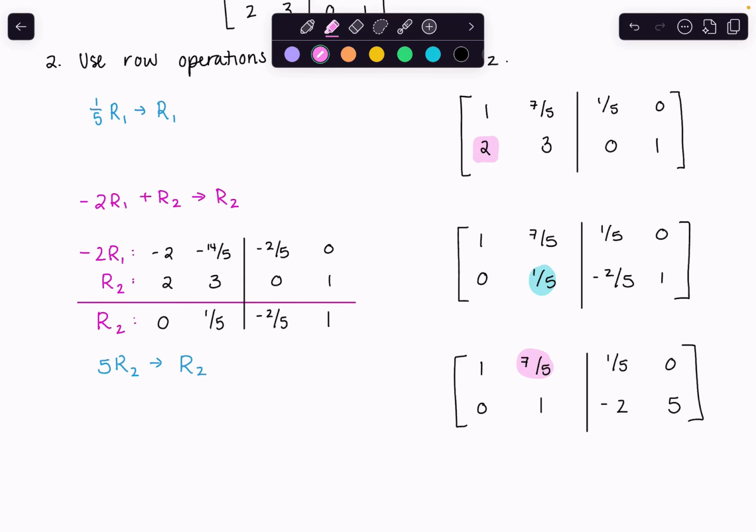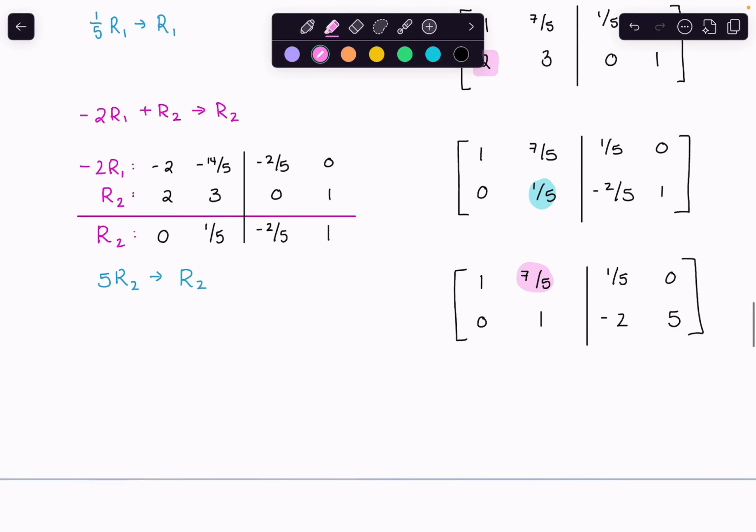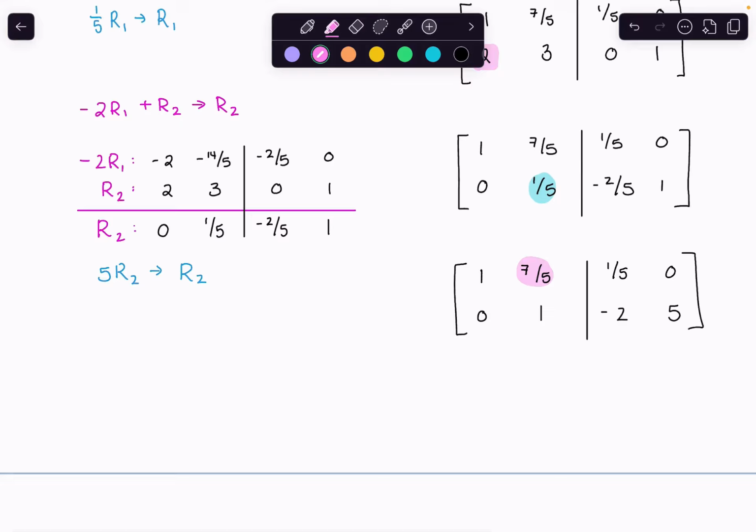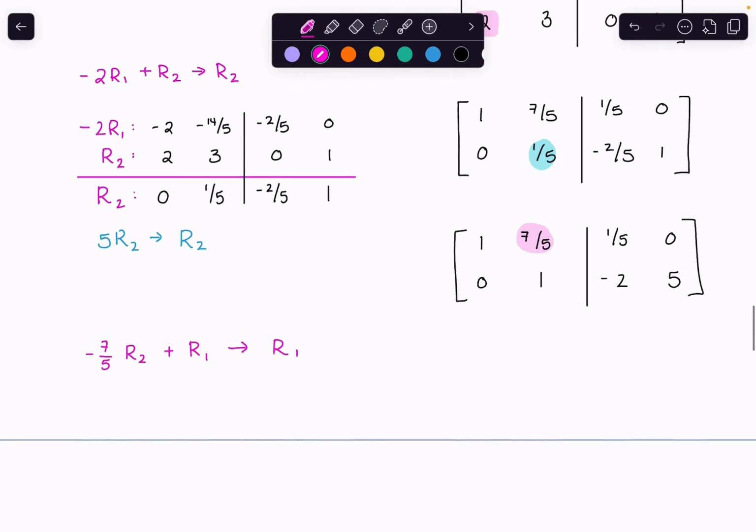Then I need to get this to be a 0. You can see the fractions are not pretty. I've got to do -7/5 row 2 added to row 1 becomes my new row 1. Okay. So putting all that down, we're going to do -7/5 row 2, row 1 right underneath that, and that becomes our new row 1.